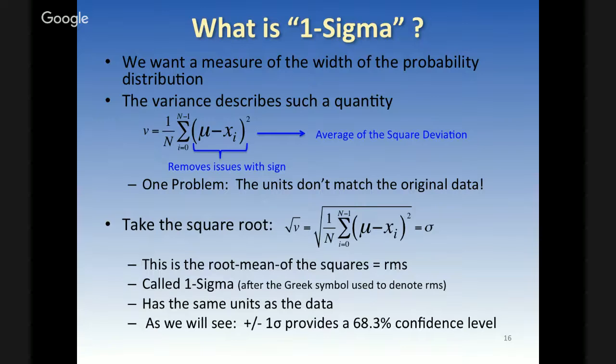And we call it 1 sigma simply because mathematicians and statisticians have forever used the Greek symbol sigma to designate this thing called the RMS. So RMS and sigma are exactly the same thing. It has the same units as the data, and as we'll see, when we apply this to our distribution, it provides about a 68.3% confidence level, a little more than 50%, so a 68% confidence level that our data lies near the average.